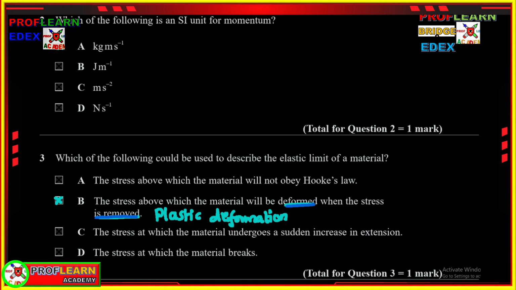Which of the following could be used to describe the elastic limit of a material? Elastic limit, remember, is the limit above which an object undergoes plastic deformation. And in that way, it is the stress above which the material will be deformed even when the stress is removed. So that is the plastic deformation. And for number 3, the correct answer is B.